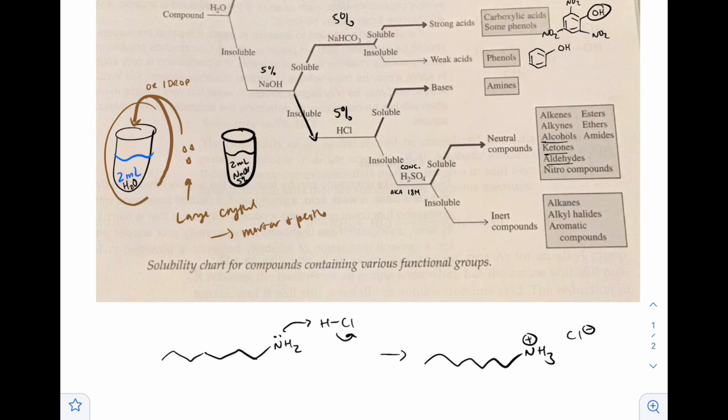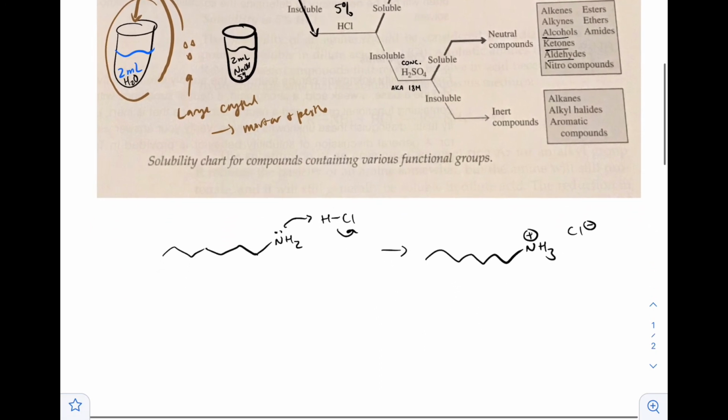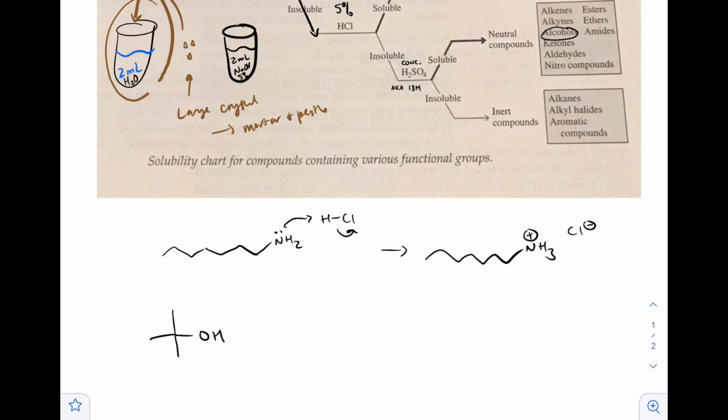Now, if it's not soluble in the HCl, then what we want to do is hit it with concentrated sulfuric acid. Okay, so what's the deal with this? Why does this help us identify the compounds? So the easiest example that we would be aware of right now is alcohols, right? So essentially the sulfuric acid is going to react with alcohol. So let's say we had, let's just say we had this, right?